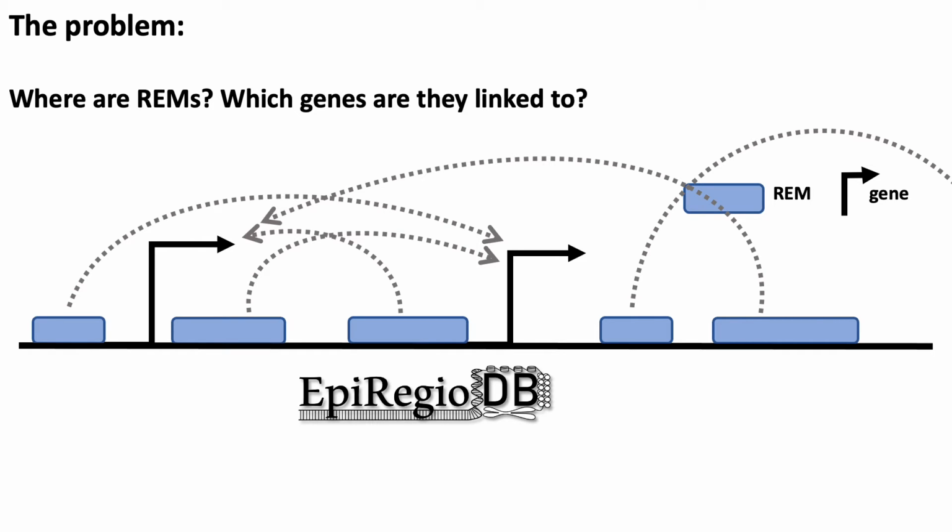Our web server, EpiRegio, provides comprehensive access to REMs and their target genes, which are identified using an algorithm called STITCH-IT. STITCH-IT is an association-based method which identifies REMs and their target genes simultaneously. It utilizes paired DNase and RNA-seq data while simply aiming to identify regions of DNA signal variation which can be associated with gene expression. What does that mean?